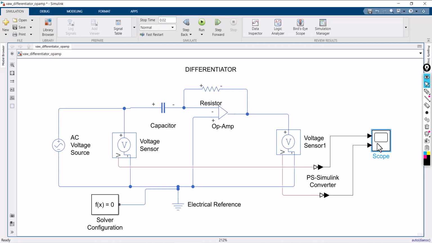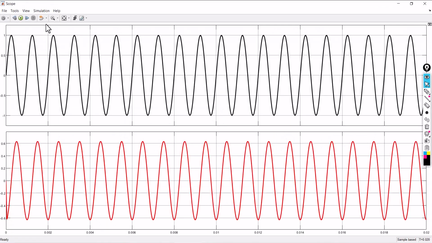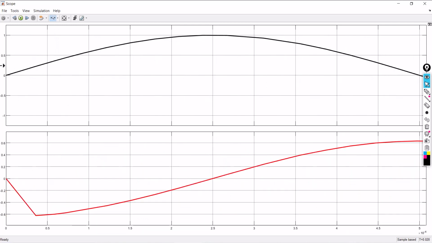Go to the scope. If you look at this, the black one is the input, a sinusoidal waveform, and the red one is its output. It will give you a cosine waveform. You can see.